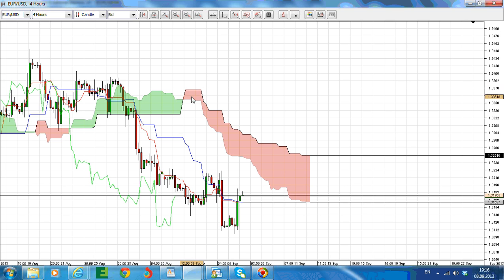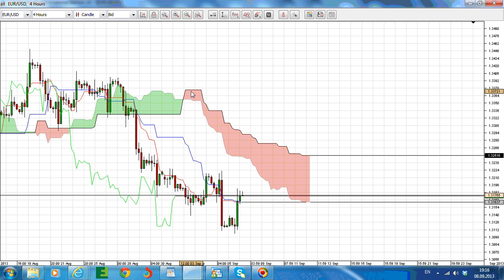Now these two lines here are called Senkou A and Senkou B. If Senkou A is bigger than Senkou B, then the cloud is green, but the opposite is true as well. If Senkou A is lower than Senkou B, then the cloud turns into a red one. So the actual cloud is formed between two lines, and these lines are called Senkou A and Senkou B.